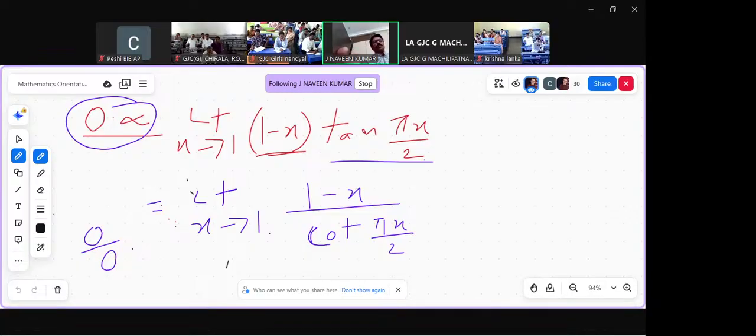0 into infinity form. So, like this we can solve the problems which are in the form of 0 into infinity. So, 4 indeterminate forms are covered. Why I am concentrating on indeterminate forms is that many of the questions are related to indeterminate forms, either in the MSET or in the JEE main or in the advanced also.